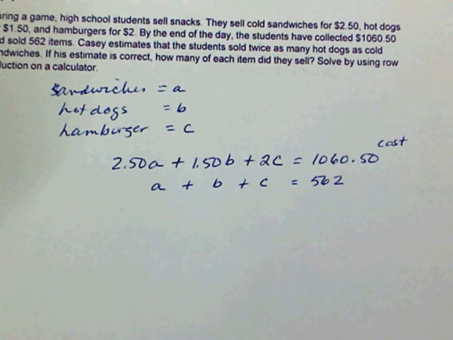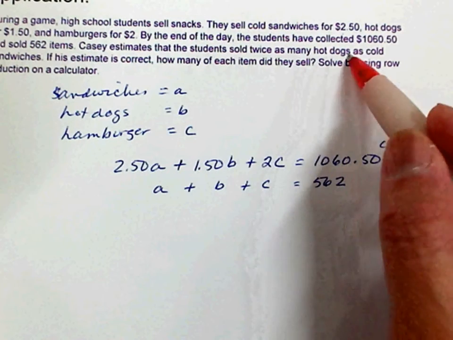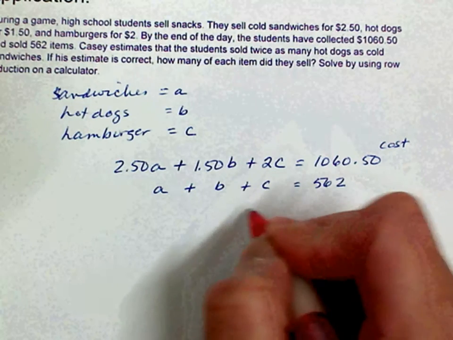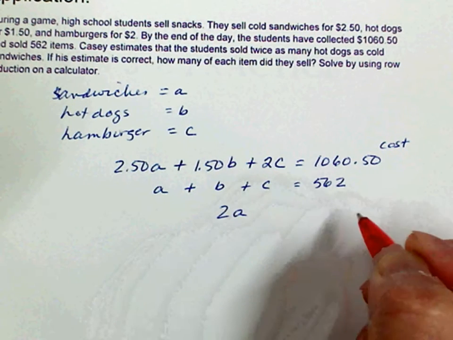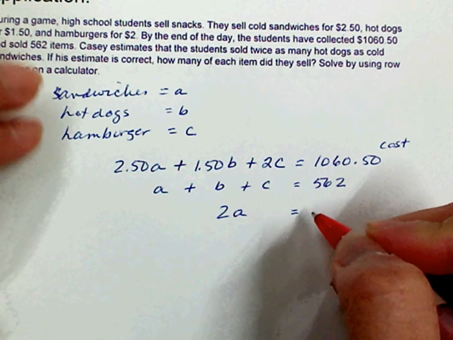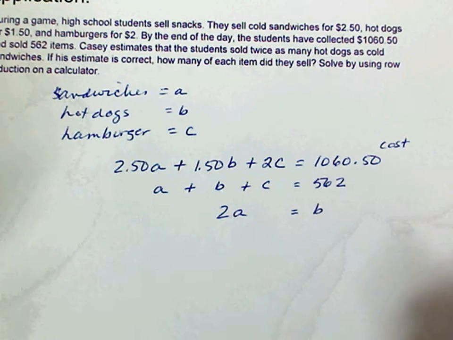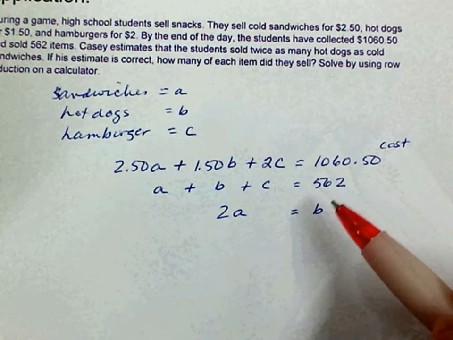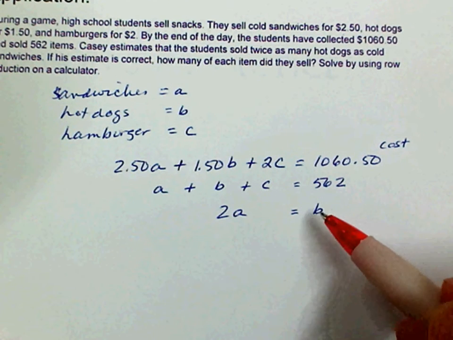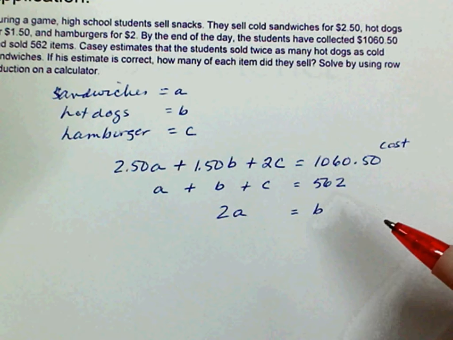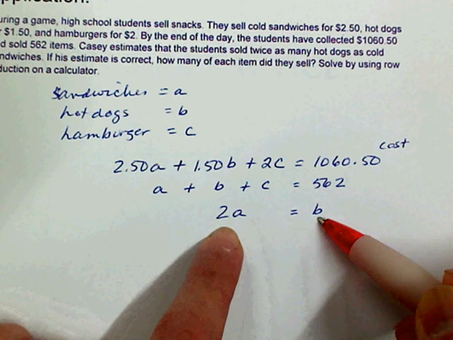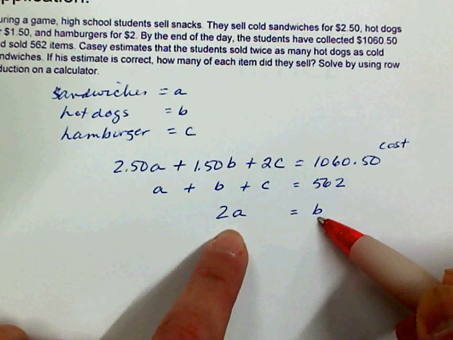The next part says I sold twice as many hot dogs as sandwiches. So that would be 2A, and the hot dogs are B. So 2A equals B. And you're probably wondering, why is it 2A equals B and not A equals 2B? Well, say for example, you sold 5 hot dogs. 5 times A gives you 10 sandwiches. That's why it's written like this.